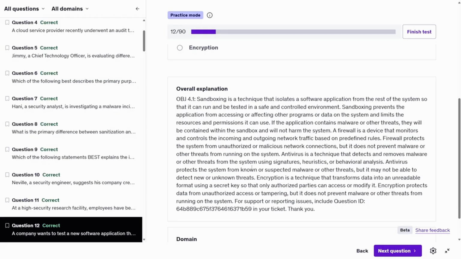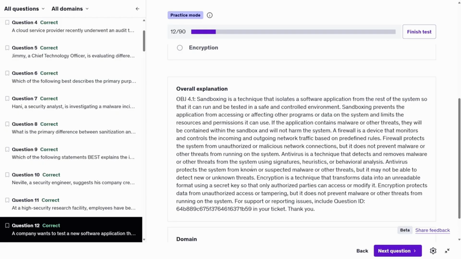A firewall is a device that monitors and controls incoming and outgoing network traffic based on rules. Firewall protects from malicious network connections, but not malware or other threats running on the system. Antivirus is a technique that detects and removes malware or other threats from the system using signatures, heuristics, and behavioral analysis.